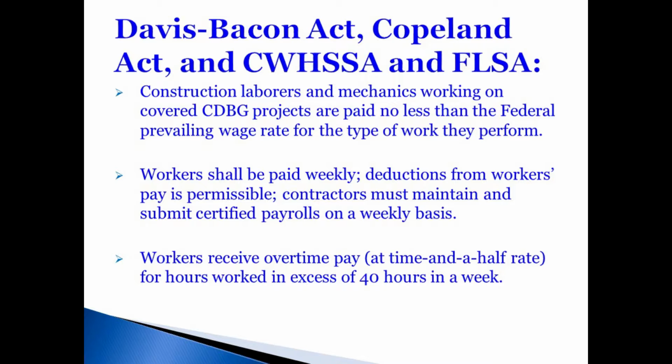The third and fourth of these acts are the Contract Work Hours and Safety Standards Act and the Fair Labor Standards Act, which state that workers are to receive overtime pay for any hours they work that are in excess of 40 hours in 1 week. Overtime pay is considered to be time and a half pay. Keep in mind that the calculation of time and a half pay only applies to the wage portion of the employee's compensation, as time and a half overtime pay does not apply to the fringe benefits portion.